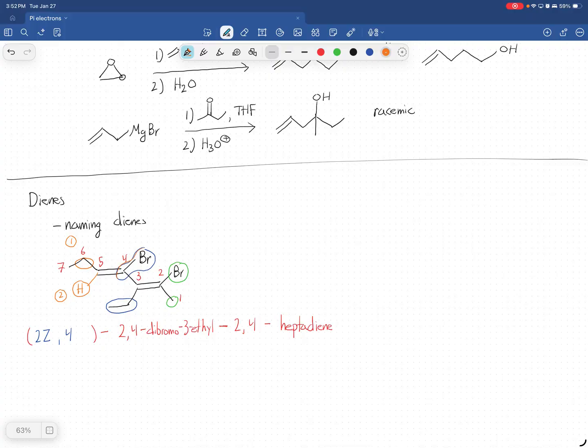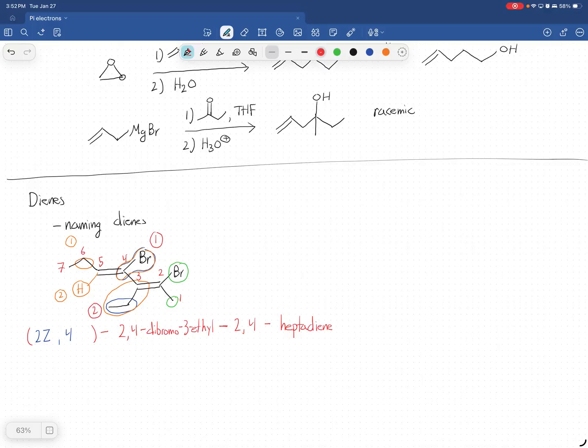We have this bromine again and this carbon group. So remember here we have to look at the point of first difference. So which one has higher priority? Bromine or the carbon? Yeah, the bromine. So we're still going to put this as 1 and 2.